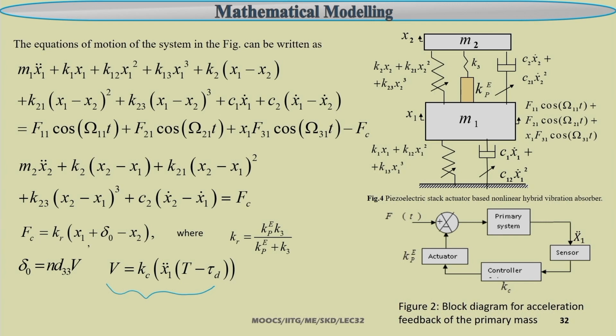When we are applying or sensing the response, there will be a time lag when it will actually actuate. So, for the actuation, we can take V equal to K C into x 1 double dot into t minus tau d. By taking this way, we can write down this equation of motion in its non-dimensional form. This control force now can be written F c equal to K R into x 1 minus x 2 plus n d 33 K C into x 1 double dot into t minus tau d.